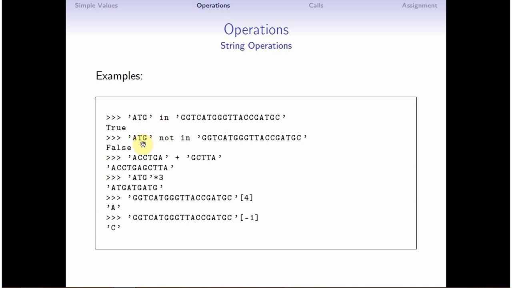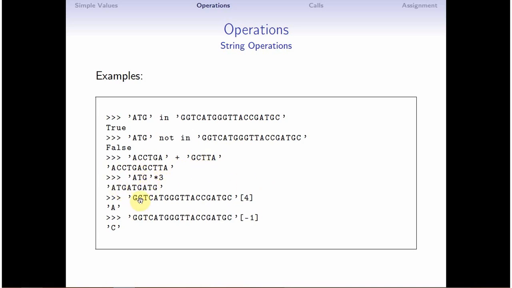ATG not in works the same way. I check whether this is not in this, but I realize it's inside, so this one will give you False. Plus will join the two sequences together, this one and this one. Times 3 represents repeating 3 times: 1, 2, 3. The same thing repeated 3 times.